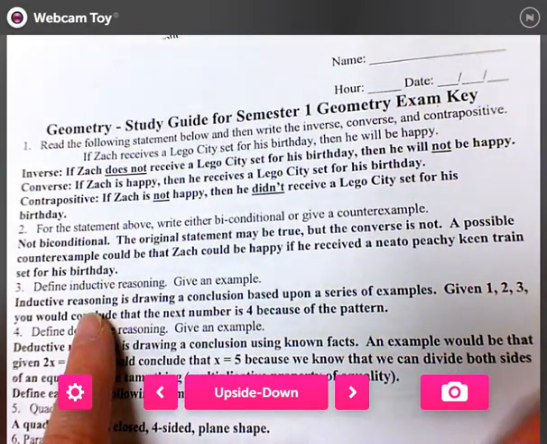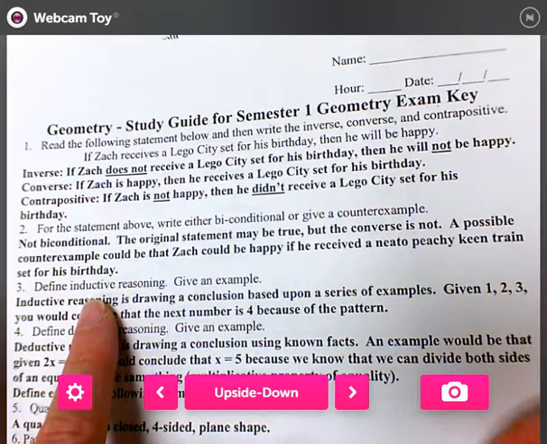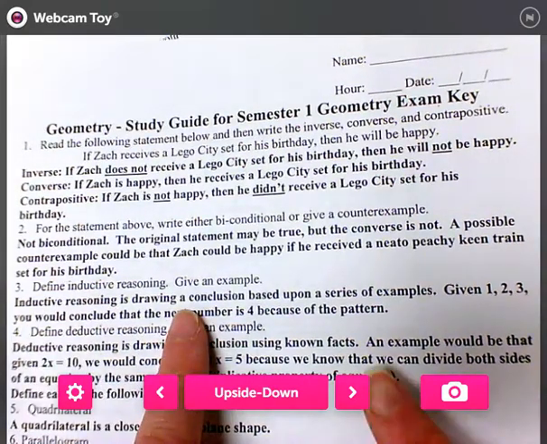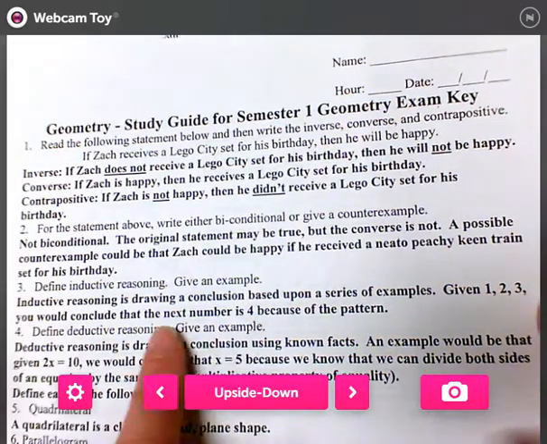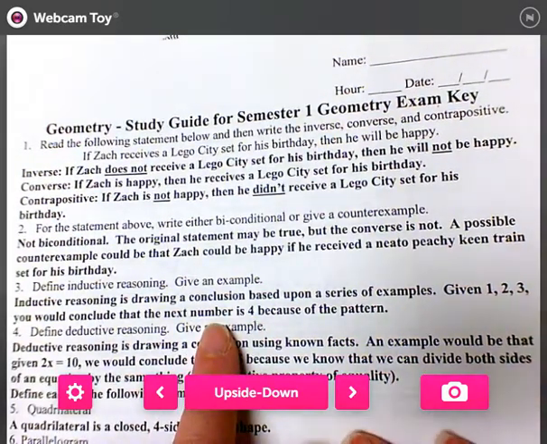Number 3, define inductive reasoning and give an example. Inductive reasoning is drawing a conclusion based on a series of examples. Given 1, 2, 3, you would conclude that the next number is 4 because it has a pattern.